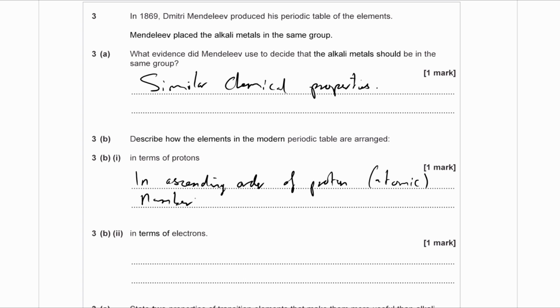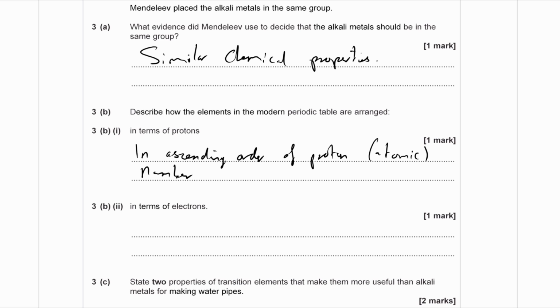Now part 2, sorry, it says in terms of electrons. Now this could actually be confusing because number of electrons is equal to the number of protons, so it is actually exactly the same trend. That is perfectly true when the elements are atoms, but not when they are ions. Alright, so what I'm going to actually say is that they are placed in groups with same number of electrons in outer shell.